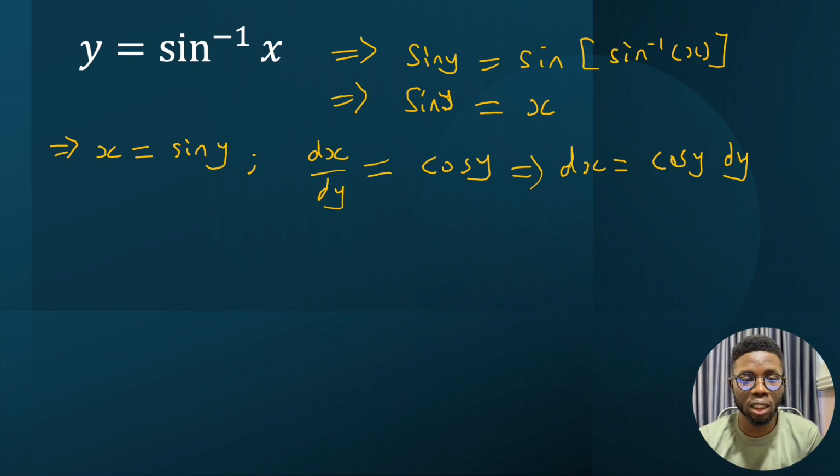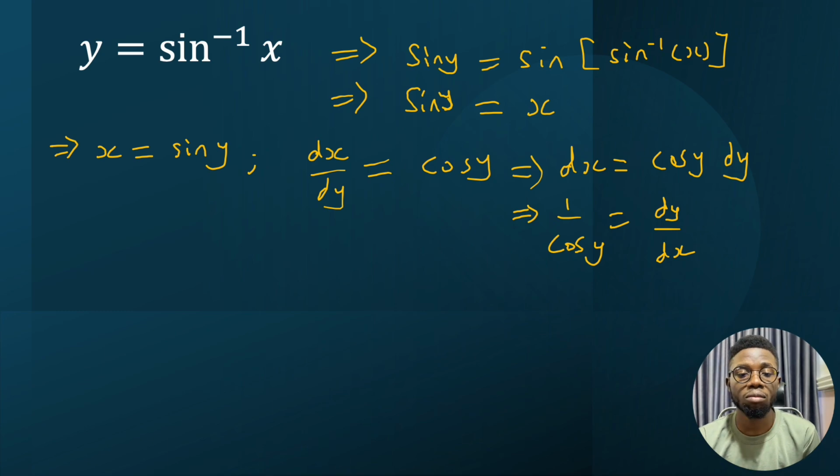So if you manipulate this, it's going to give us that if cos y comes down here, you have 1 divided by cos y, and if the dx goes to the other side, you have dy/dx on this side. But we want this function to be purely in terms of x. So how do we go about that?